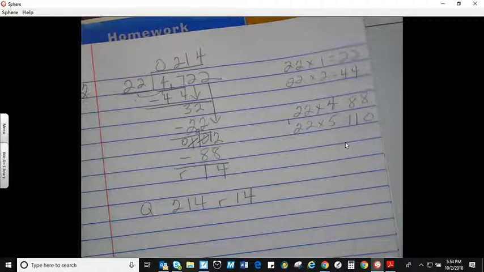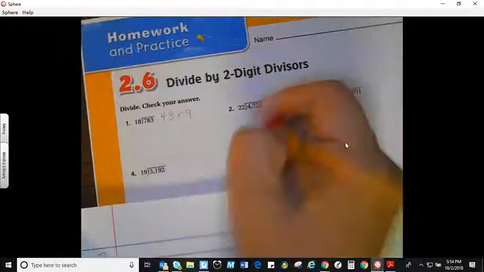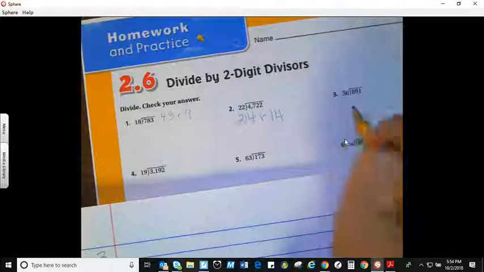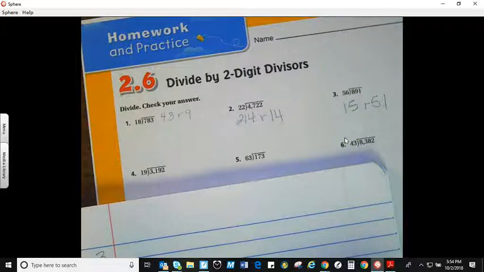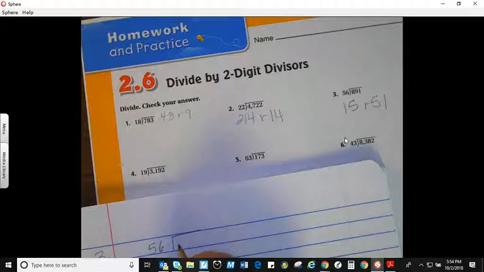All right, number 3. This one was 214 with a remainder of 14. I gave you the answer of 15 with a remainder of 51. You needed to prove that one. So 56 goes into 891.